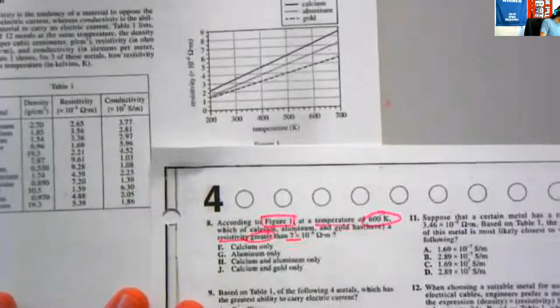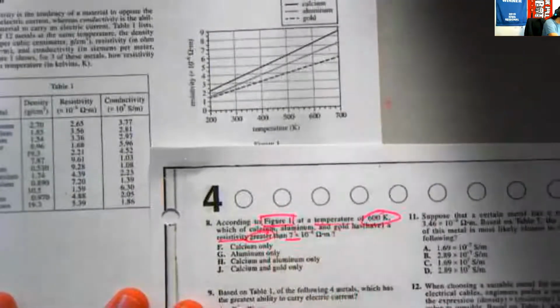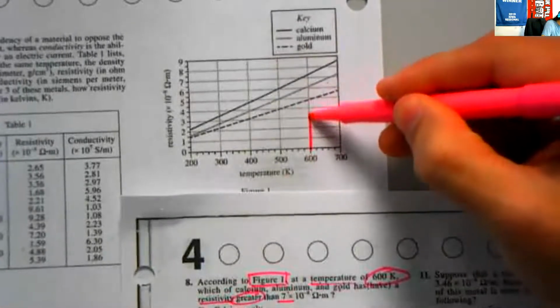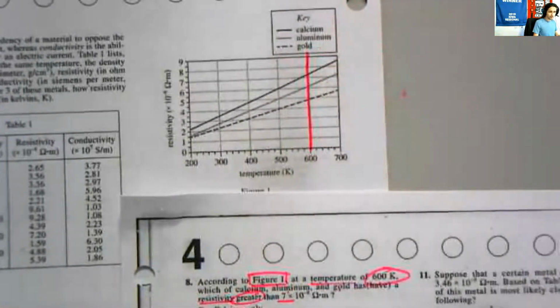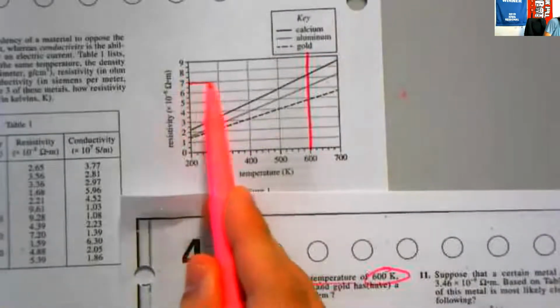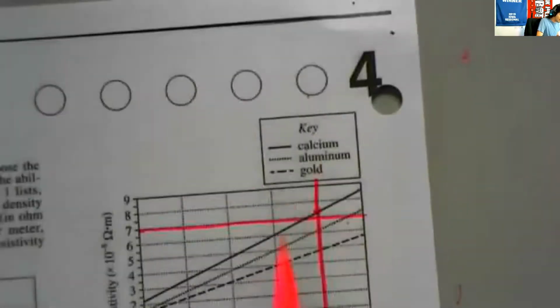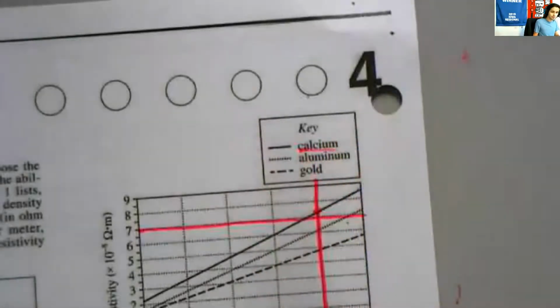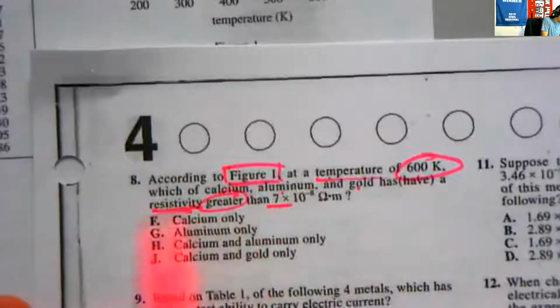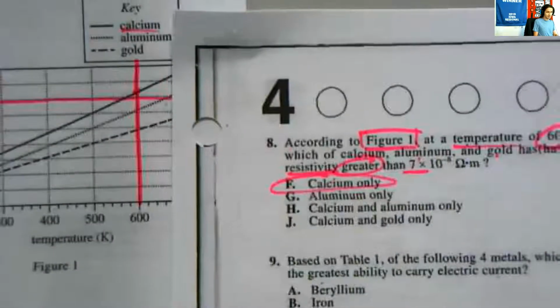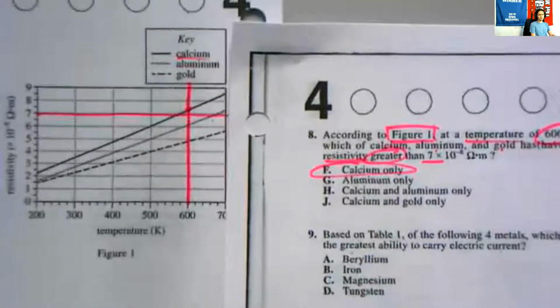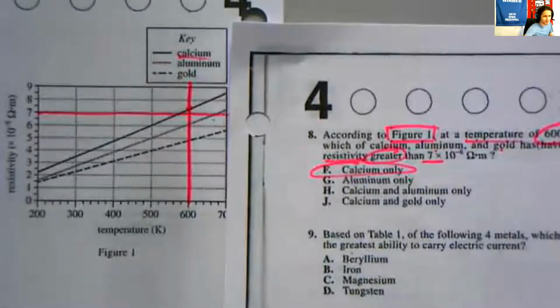Let me zoom out a little bit so I can capture all of it. We're going to look at figure 1. We're going to say, okay, 600 Kelvin. So I'm going to take a little line, draw that up at 600 Kelvin. Which of those is greater than 7? And there is only one of those greater than 7. That is that guy right there, the solid line. What is the solid line? The solid line seems to go along with calcium. So which one is greater? That's going to be F, calcium only. Let's see if I can look at that side by side. Once again, if I'm ever going too fast, pause it. I talk fast, sorry. But you got a pause button because it's on YouTube.